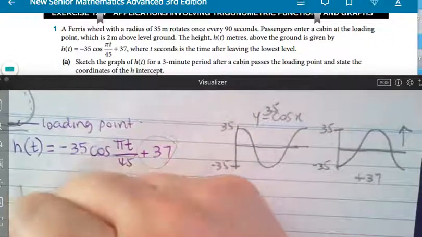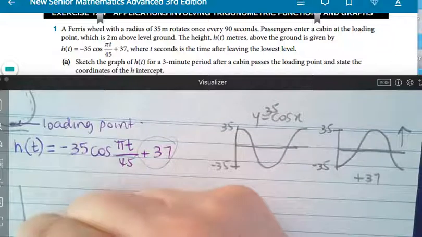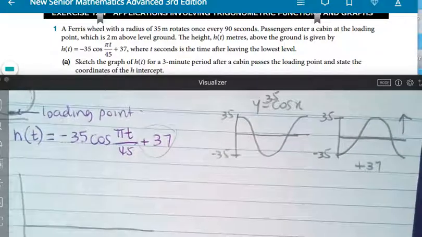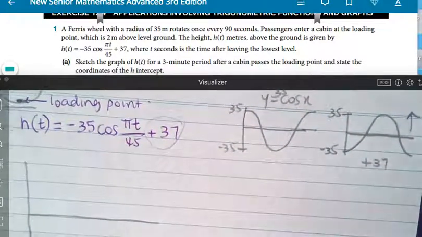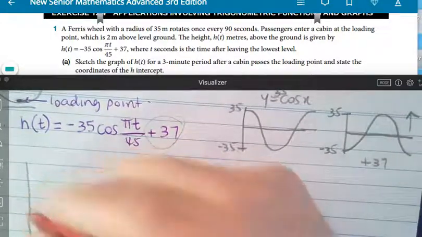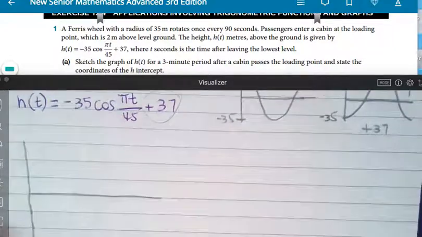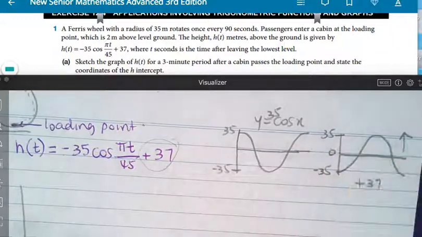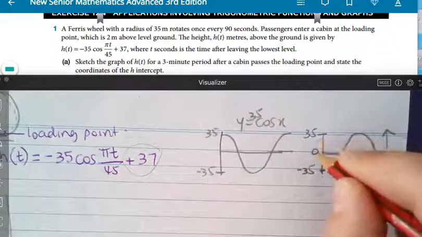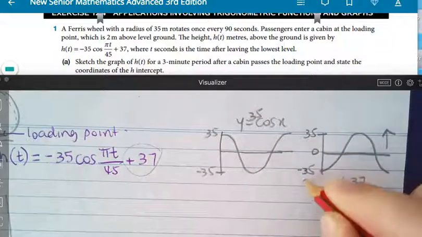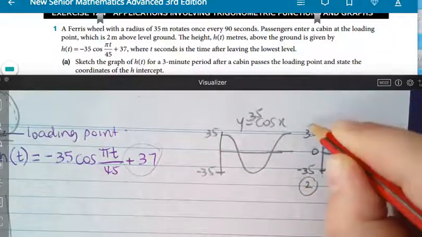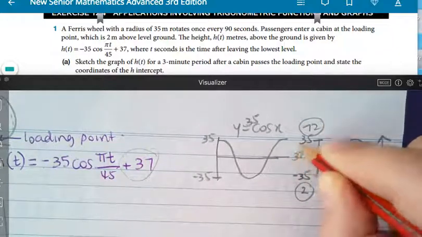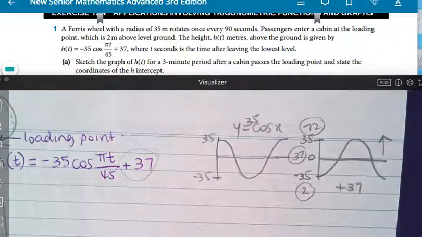So let's start doing our sketch. I'll just put this here. Wait, you can't see what I'm doing, so I'll have to make it a bit smaller. Okay, so what we're going to do, we're going to add 37 onto each of these. The midpoint at the moment is 0, but if I add 37 onto each of these, I'm going to have 2 here. Add 37 to 35 and I'll get 72, and the midpoint is now going to be 37. So I need to add 37 onto each.